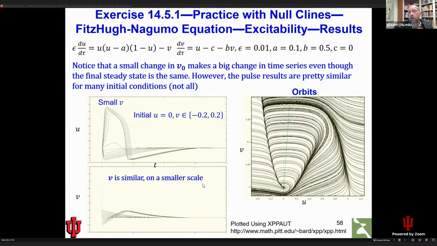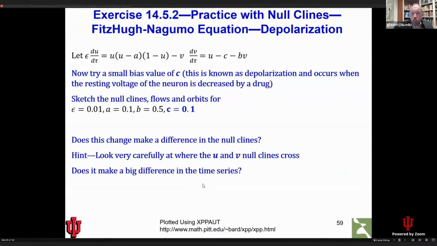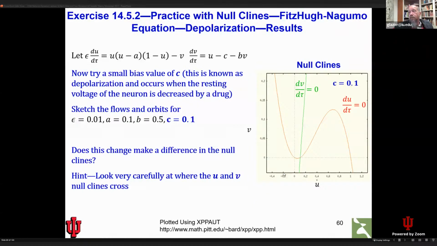The last thing that I was hoping people could do, and I know we're out of time, but I want to walk you through this because I'm not going to have time to come back to it next time, is what if C were 0.1? Notice that C has a minus sign in front of it. This is called depolarization. We did the equations for C equals 0. Now we're going to make C equal minus 0.1. Not a big change. If I plot the nullclines, does this look very different?